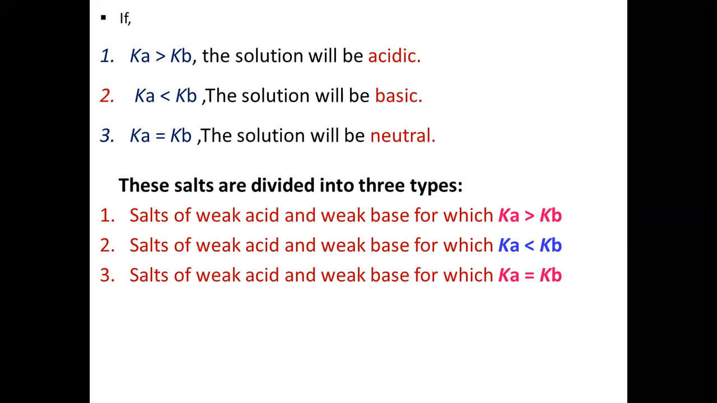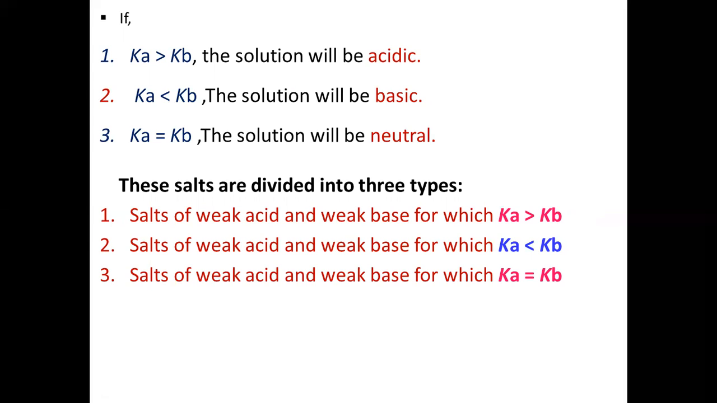First we use the salt of weak acid and weak base for which Ka is greater than Kb. These weak salts, meaning salts derived from weak acids and weak bases, are divided into 3 types. Basically the salts will be part of a weak acid and a weak base, but which one is the weakest? On the basis of that, these salts are divided into 3 types. First one is the salt of weak acid and weak base for which Ka is greater than Kb. Second one is the salt of weak acid and weak base for which Ka is less than Kb. And third one is the salt of weak acid and weak base for which Ka is equal to Kb.